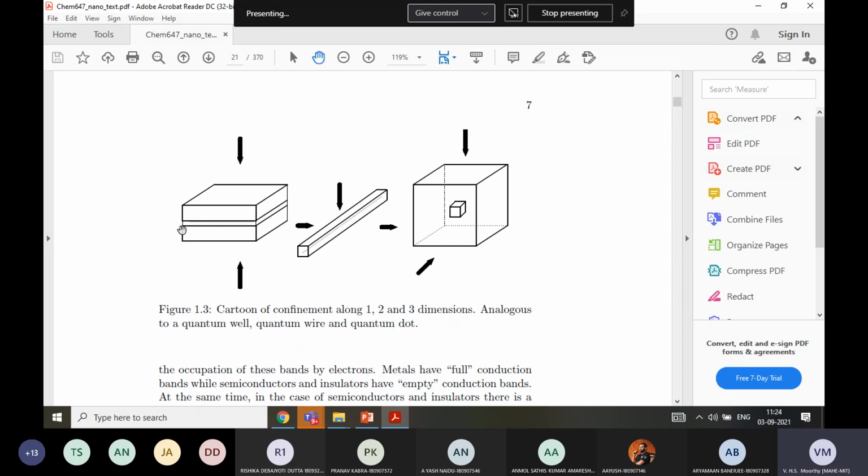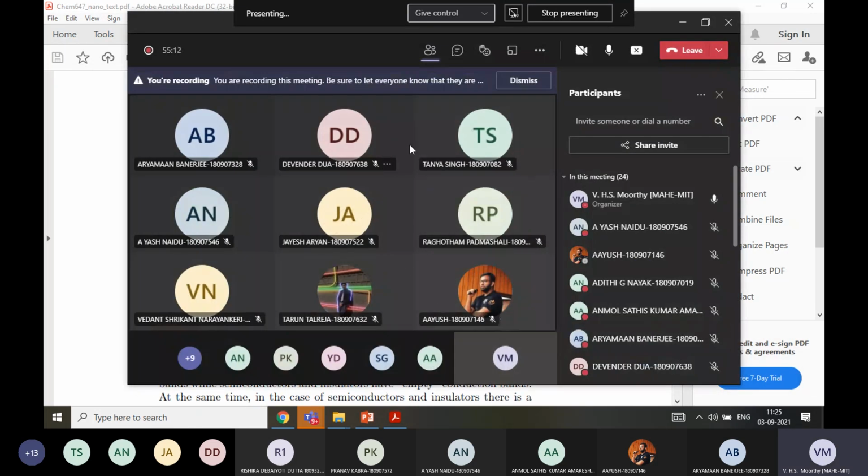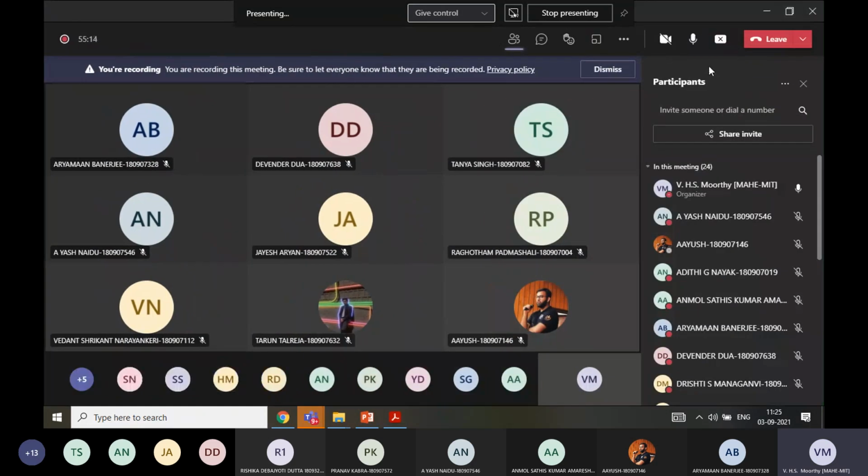Why is it called quantum? Because its behavior is quantized in z direction, not in xy direction, but only in z direction. Since the electron can move in x and y, meaning two dimensions, but not in the third dimension, that's why it is called a two-dimensional quantum well. Okay, so do you understand what I'm telling? Do you have any doubts?